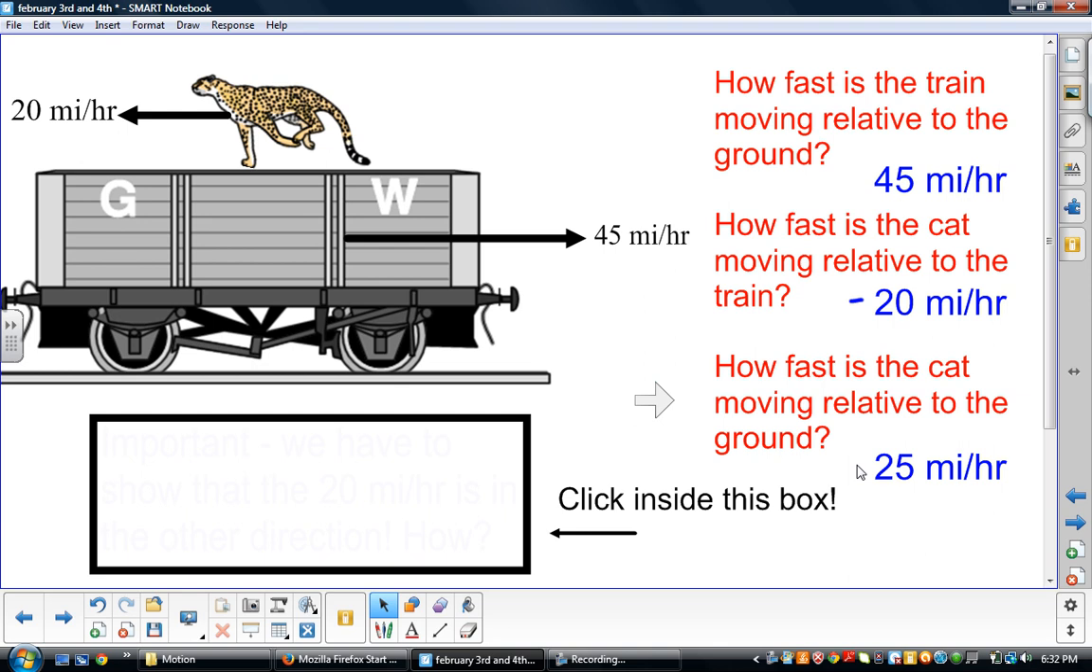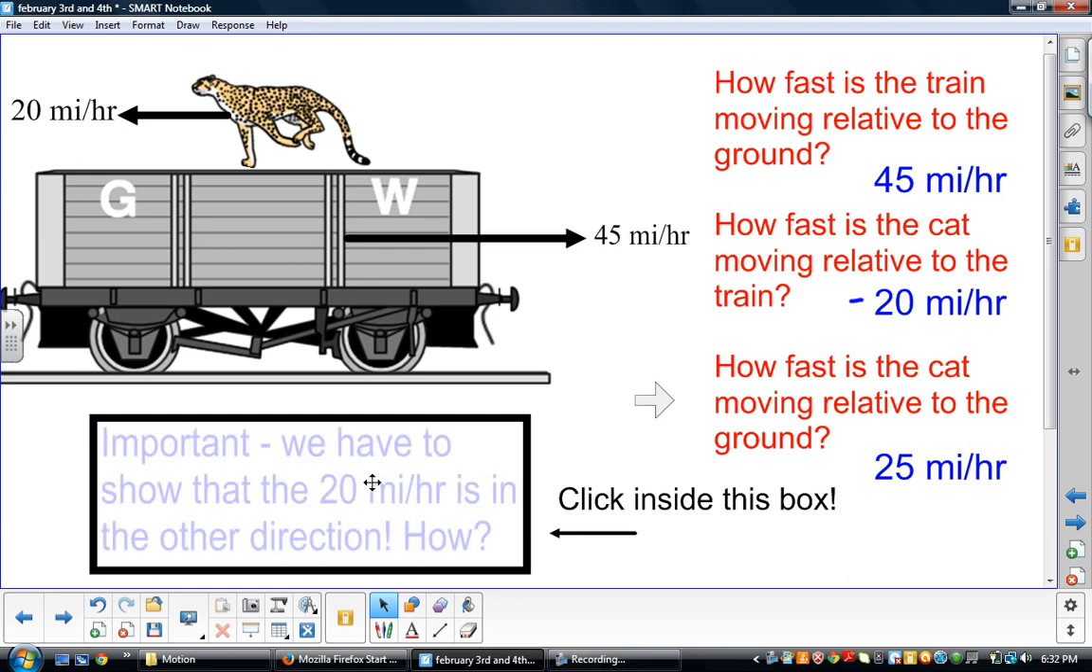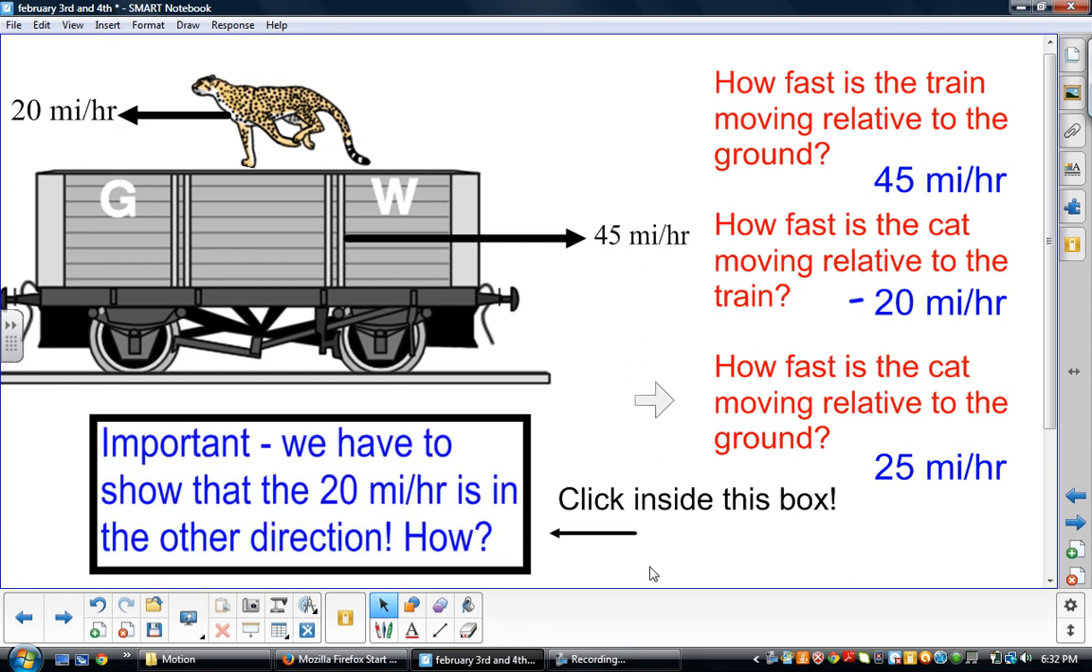Alright, so if you were standing on the ground and you were looking up, you would see the train would appear to go 45 miles per hour. The cat would only appear to be going 25 miles per hour, but it would be going the same direction as the train. Alright, remember, we have to show that the 20 miles per hour of the cat is the other direction, and how do we do that? With a negative sign.